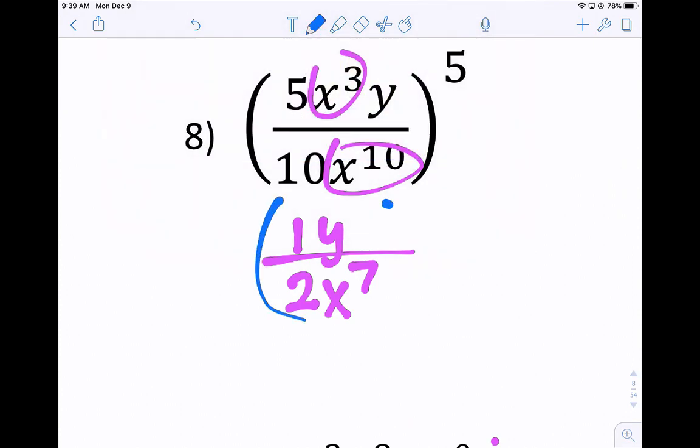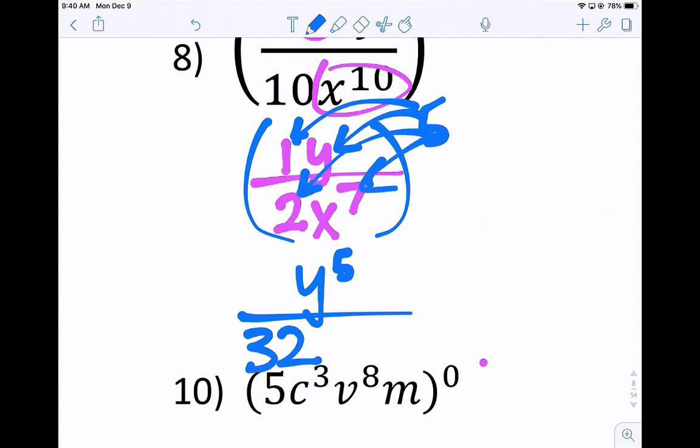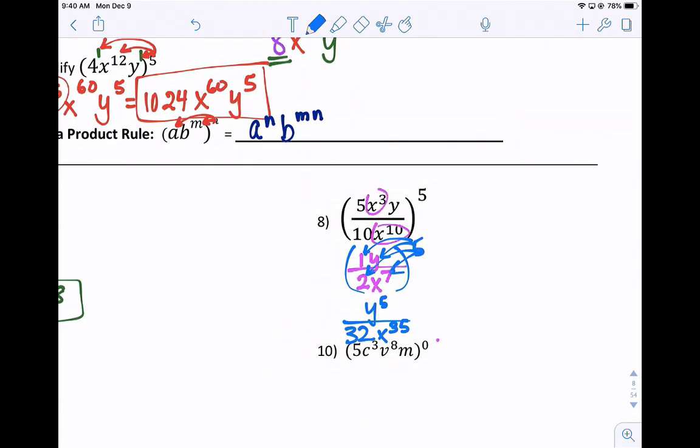Now we take everything to the 5th power. 1 to the 5th is still 1. Y to the 5th power is y to the 5th. 2 to the 5th power is 32, I believe. I better double check. 32. And then x to the 7 times 5, which is 35. So our final answer is y to the 5th over 32x to the 35th.